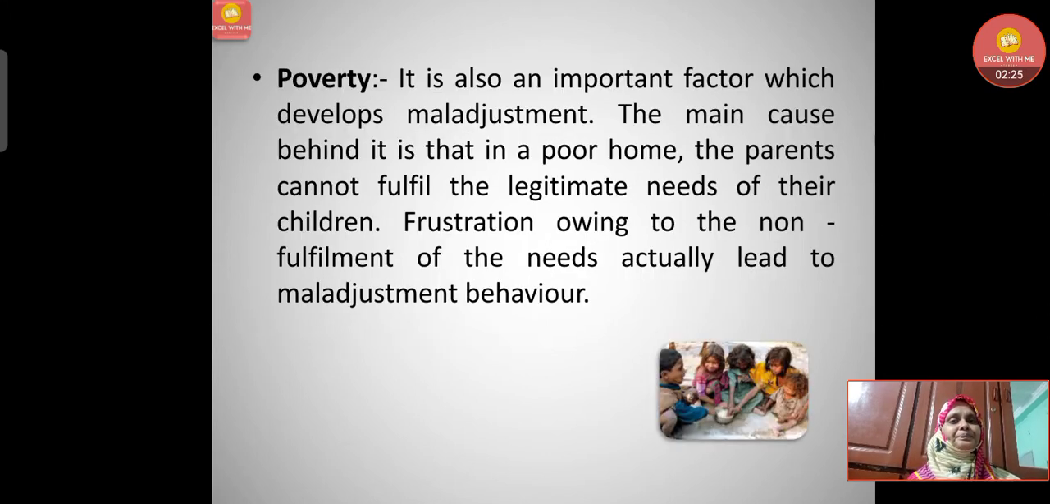Next one, poverty. It is also an important factor which develops maladjustment. Obviously, we will see in the slum areas, the children won't get a proper environment, which causes maladjustment for them. The main cause behind it is that in a poor home, the parents cannot fulfill the legitimate needs of their children. Obviously, the basic needs also the parents are not able to fulfill. So frustration owing to the non-fulfillment of the needs actually leads to maladjusted behavior.